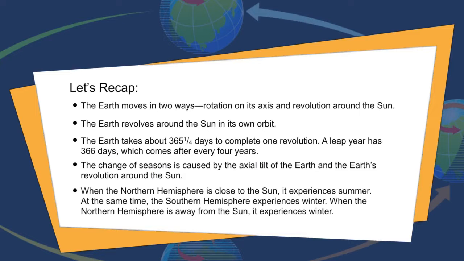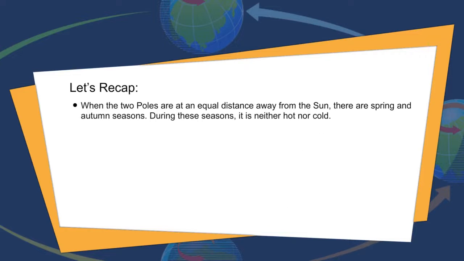When the northern hemisphere is close to the sun, it experiences summer. At the same time, the southern hemisphere experiences winter. When the northern hemisphere is away from the sun, it experiences winter. When the 2 poles are at an equal distance away from the sun, there are spring and autumn seasons. During these seasons, it is neither hot nor cold.